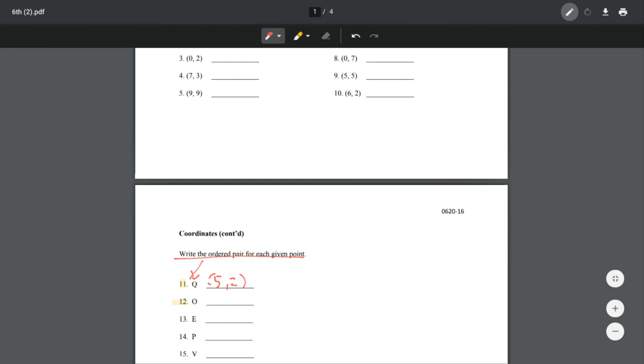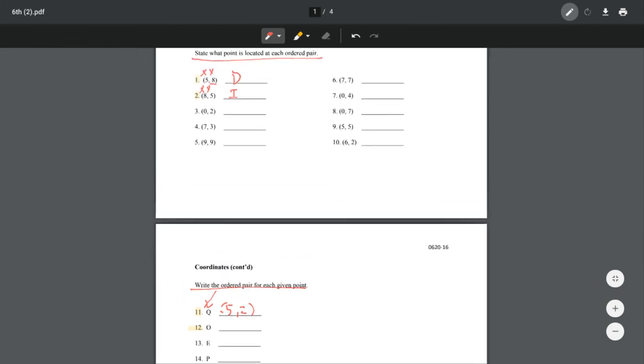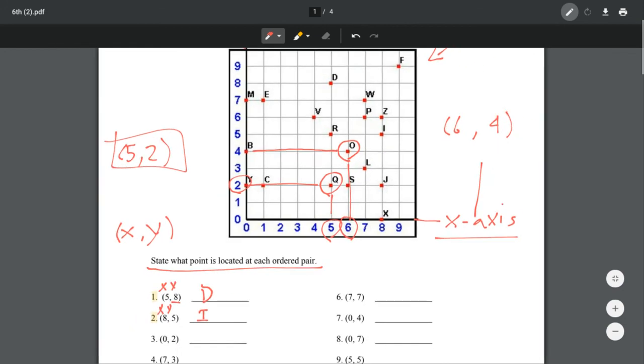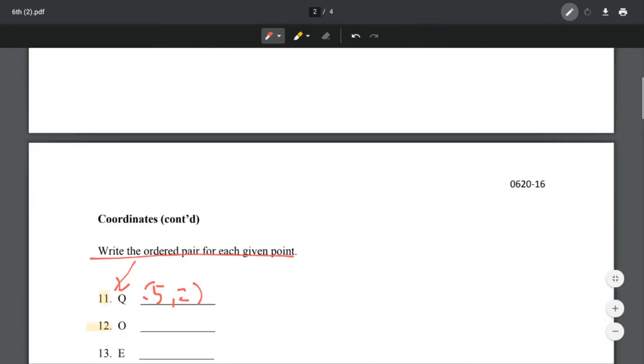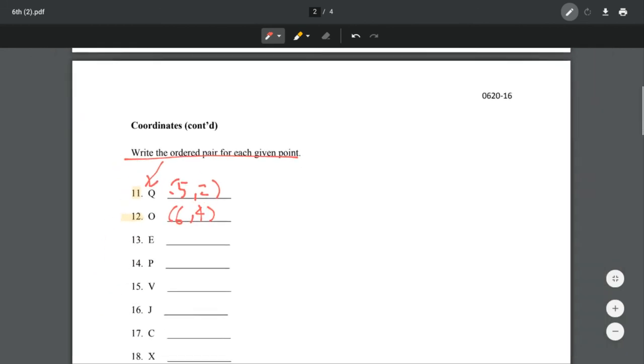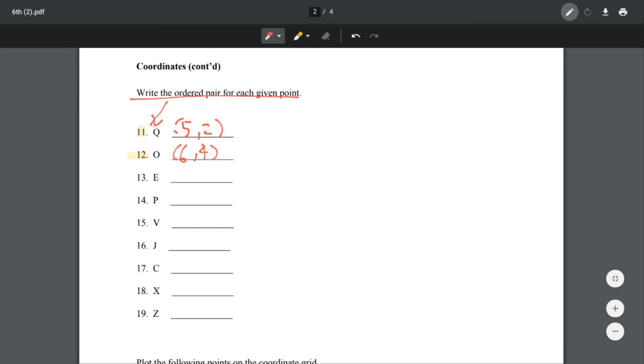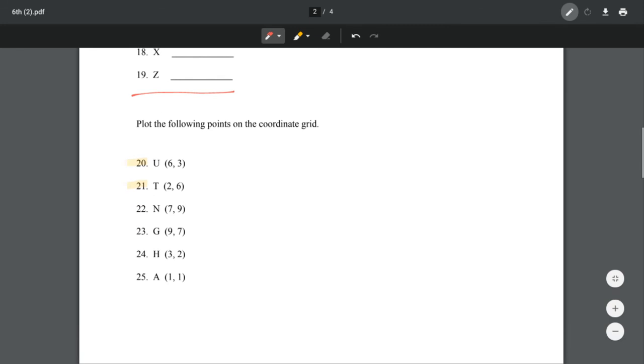And then for the next one, let's find point O. Here it is. Off the horizontal line and vertical line, on the x-axis, 6, and then y, 4. So our coordinate is 6, 4. Just that simple. Go ahead and finish until number 19, and let's move on to the next section.